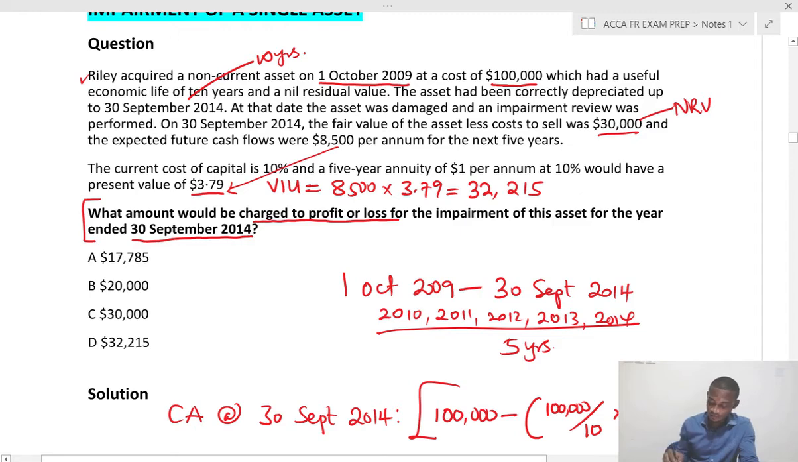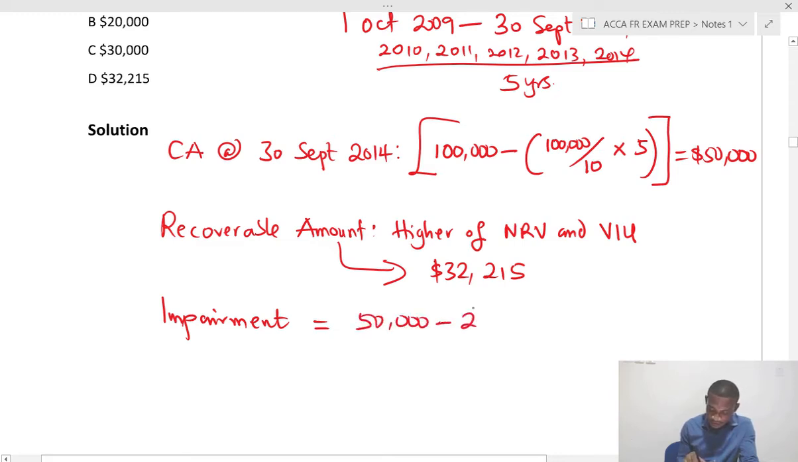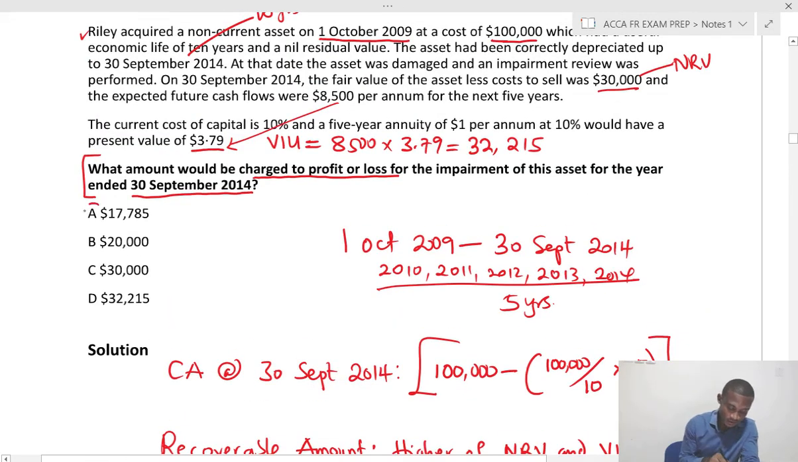So let's take it down there because it's multiple choice. So the recoverable amount is 32,215. Therefore, the impairment is equal to 50,000 minus 32,215, and that should be a straightforward calculation on your calculator. And this is 17,785. So let's see which option will give us that answer, and this is option A.